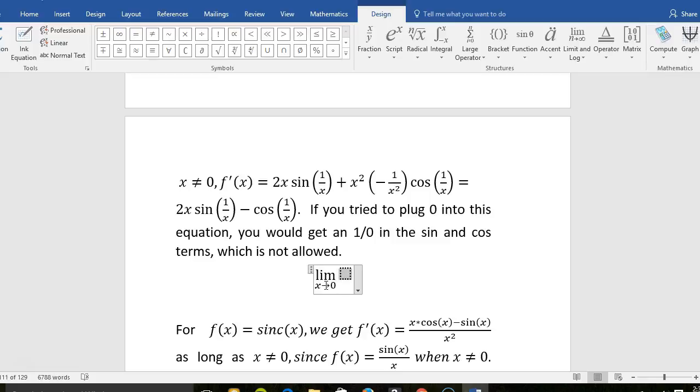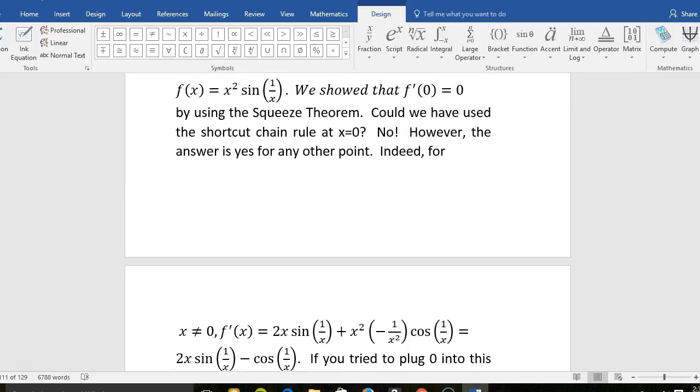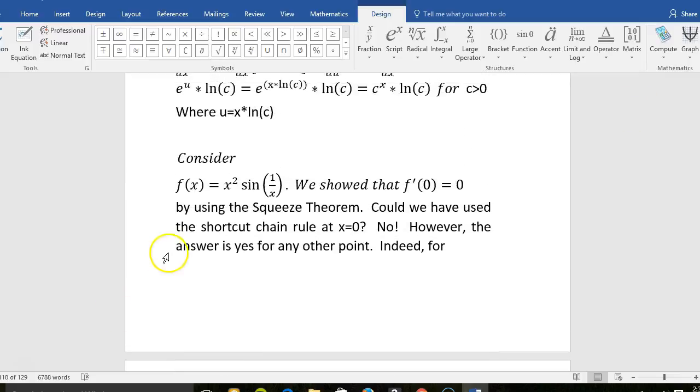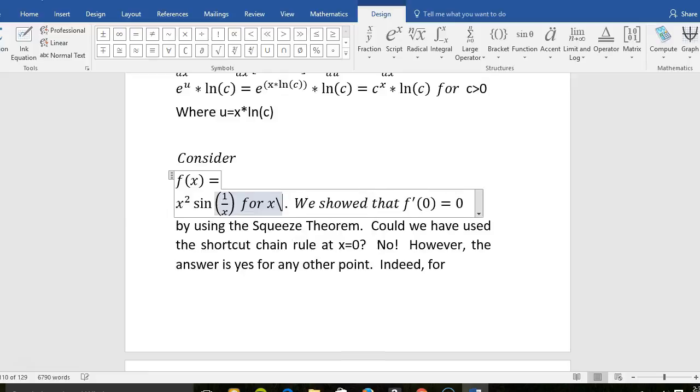So that's the limit as x goes to 0 of, well, remember, we do the difference quotient. I do f of x minus f of 0 over x minus 0. Now, guys, f of 0, we defined it separately. I need to be careful about something. We've got to define f of 0 separately.